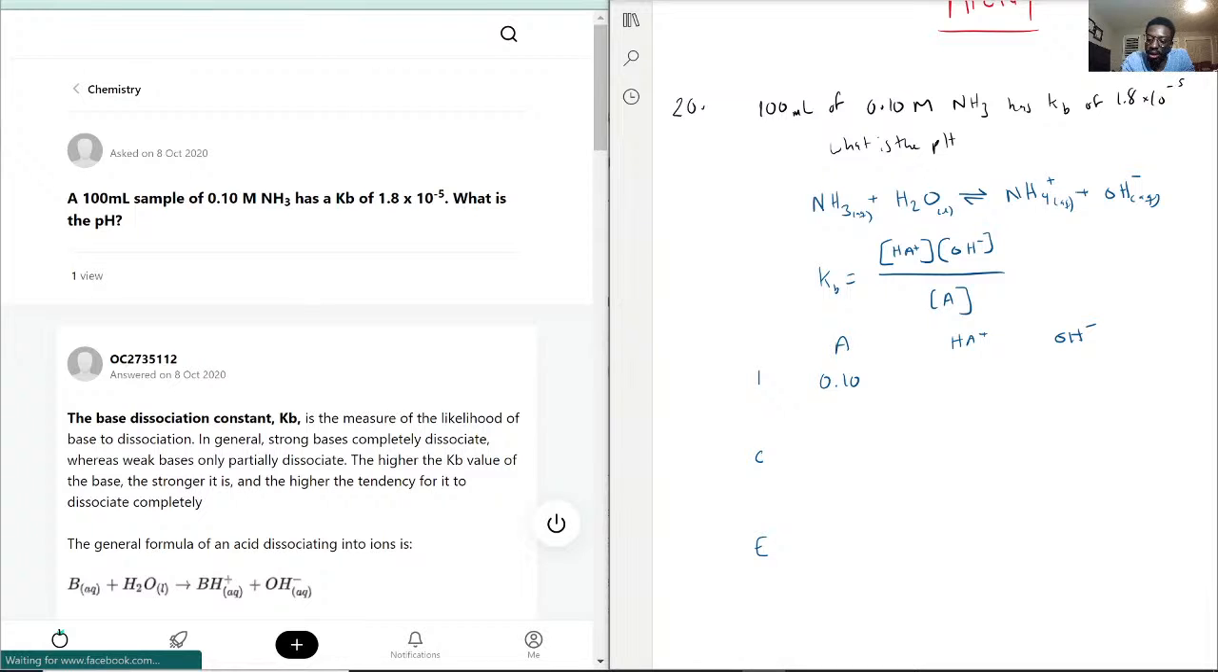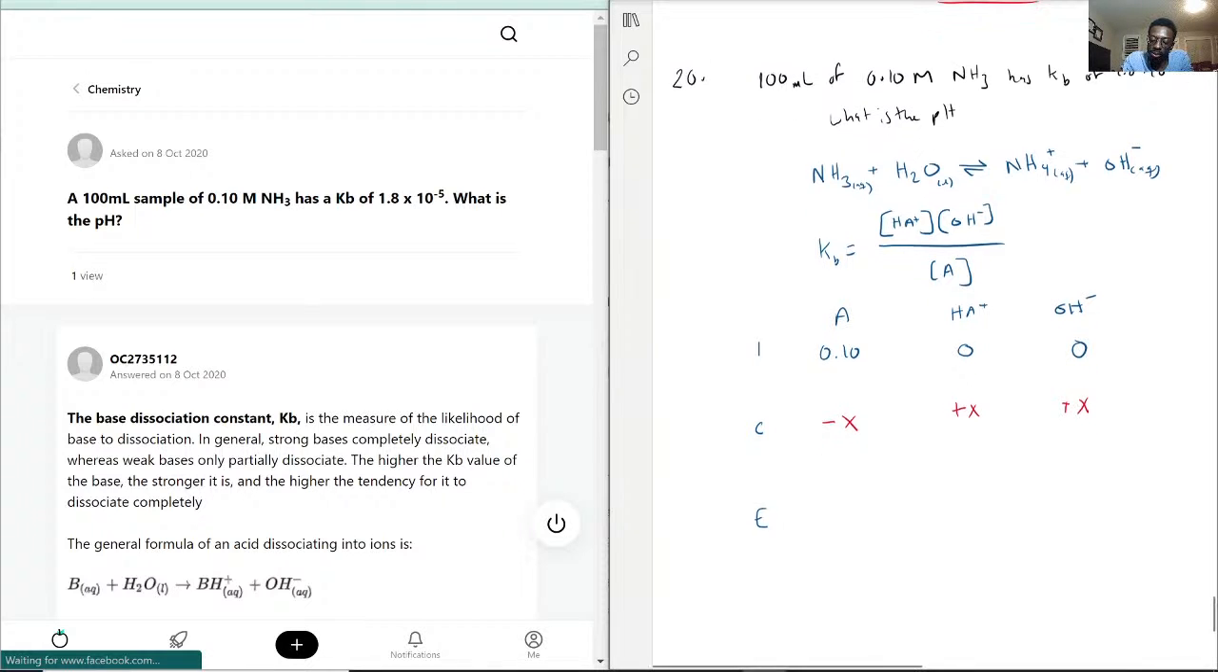And now we want to find out how much it changed. The initial for each of the other ones would just be 0. Nothing is associated yet. That's how we mark it. Now the change is going to be minus x here, because whenever it loses something, these two gain that same amount that it lost. So it'll be 0.10 minus x at equilibrium, and these two would just be x.